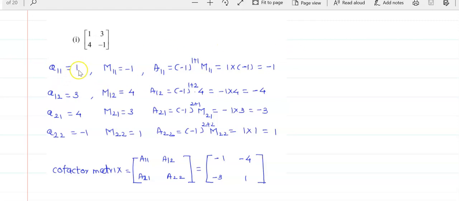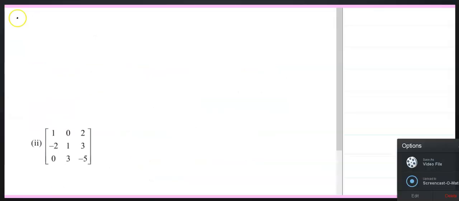Again I am repeating here, this is A11, the element is 1, therefore it is -1, and overall it is -1. A12, therefore it is 4, and overall it is -4. A21, this is 4, therefore it is 3, and since it is position 21 it has a minus sign, therefore it is -3. A22, therefore it is 1, and overall it is 1. And one thing is that the signs are plus, minus, minus and plus, like this. This is the cofactor matrix. Again, the next example.